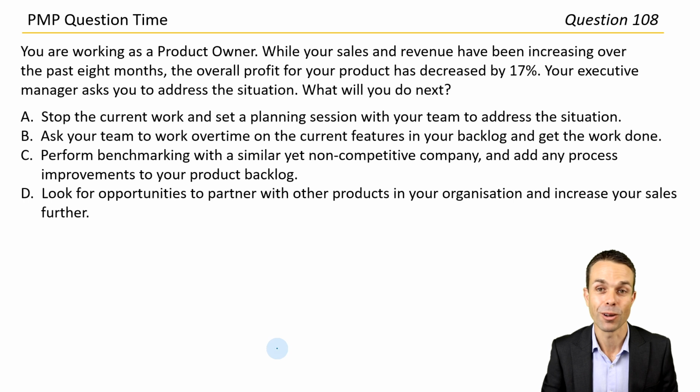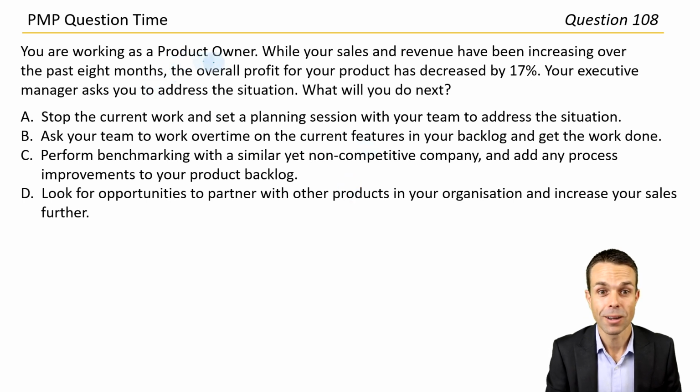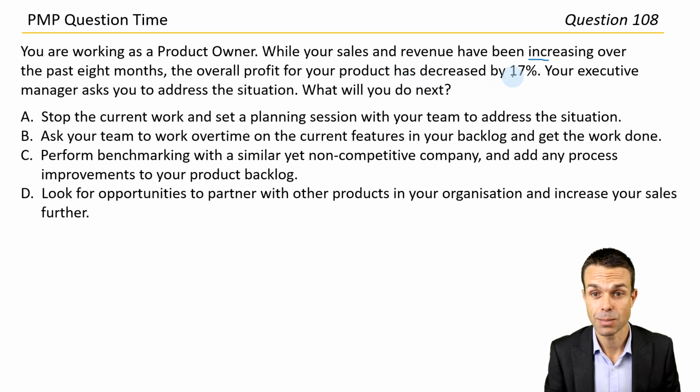All right, we've only got 3 to go. You're doing great. You're working as a product owner while your sales and revenue have been increasing over the past 8 months. The overall profit has decreased by 17%.